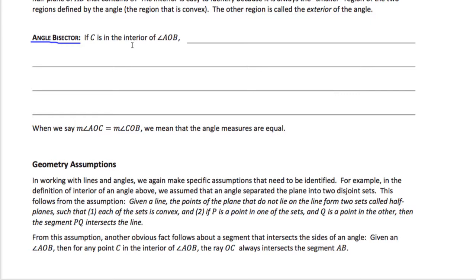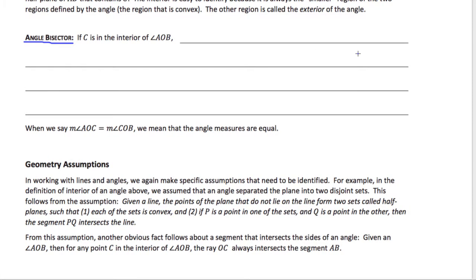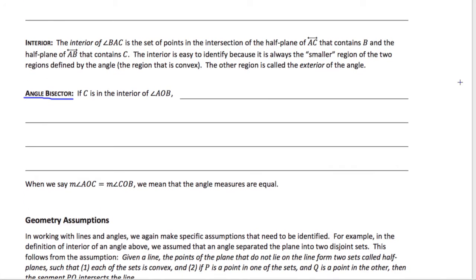So, if I have an angle AOB, and let's go ahead and draw a little picture out here to see what's going on. If I have an angle AOB, so here is A, here is O, and here is B.